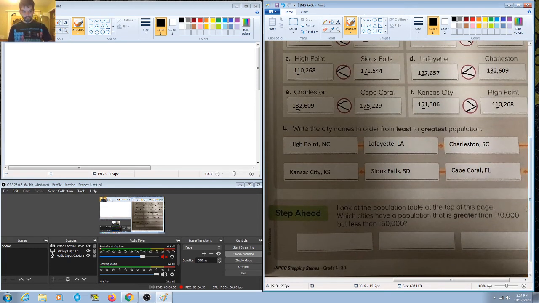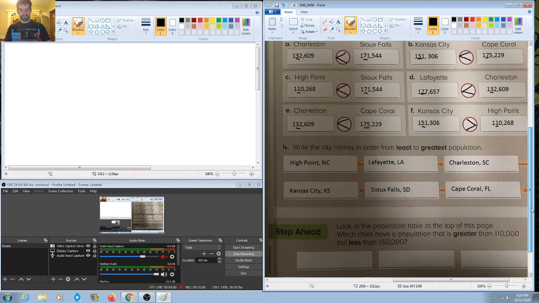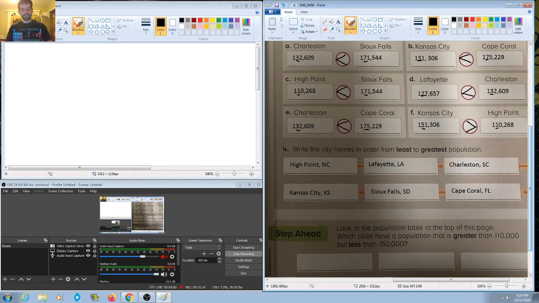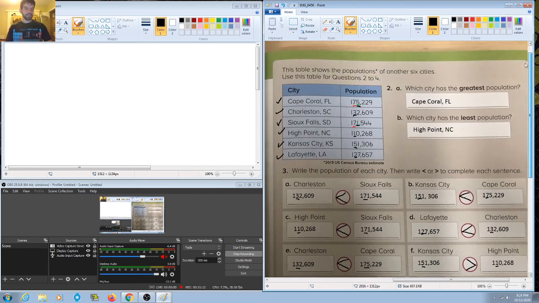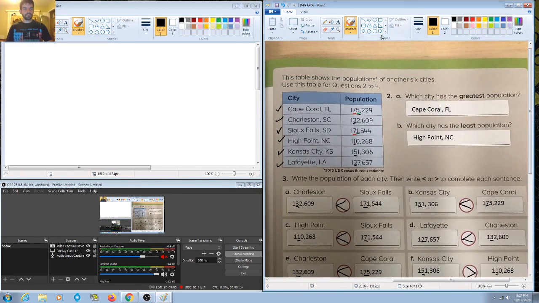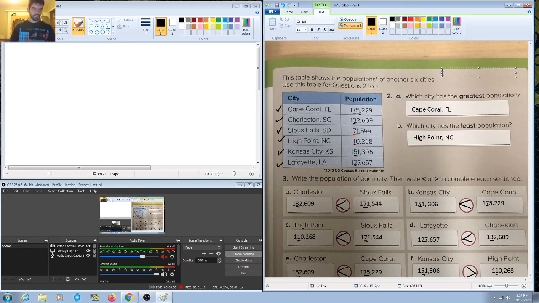Look at the population table at the top of this page. Which cities have a population that is greater than 110,000 but less than 150,000? Okay, so for this question, what we're looking at specifically is this kind of situation: greater than 110,000 but less than 150,000.